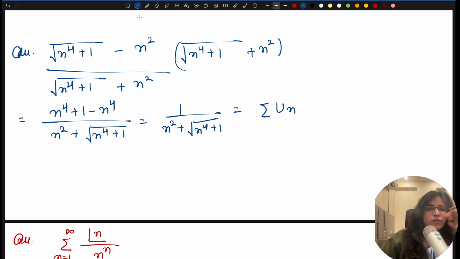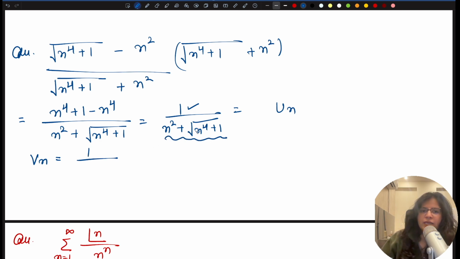ठीक है, या un ले लो, un. Okay, now I need to compare it to some other series. So as I told you, vn can be written as, what is the highest power of n in numerator? 1 only, there is no n in numerator, so 1 only. What is the highest power of n in denominator? n to the power 4 under root 2, है ना. तो here it is 2 power, here it is 2 power. So I'll take vn to be 1 by n square.